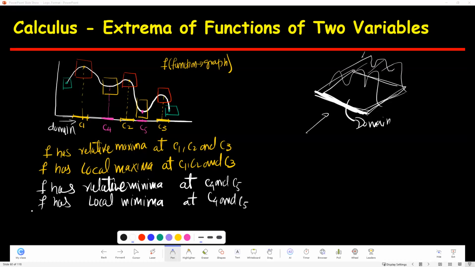I'm going to write here one more thing. Endpoints of the domain do not count for relative max or min. This is what we talk about, right?